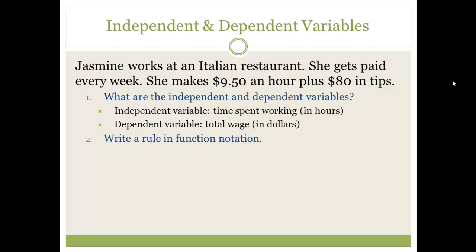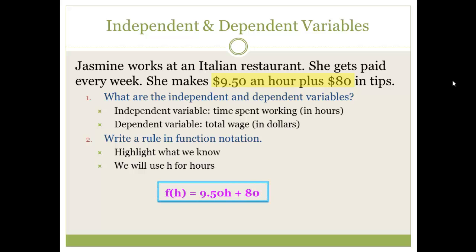Next, let's write a rule in function notation. Let's highlight what we know. Using h for hours, we get f of h equals 9.5h plus 80.